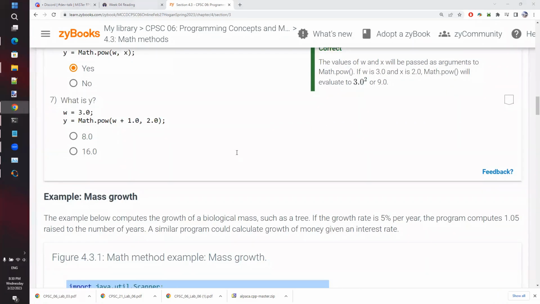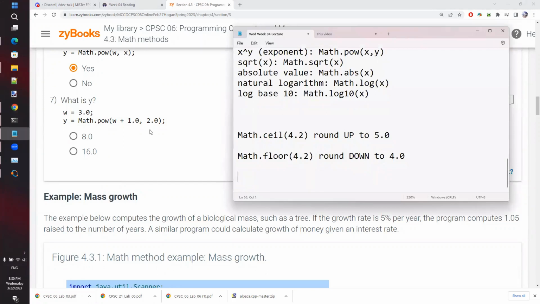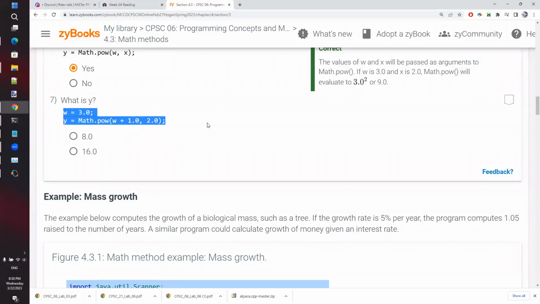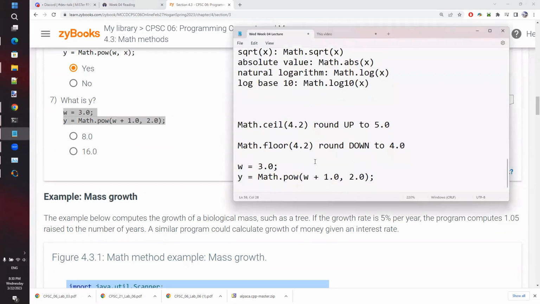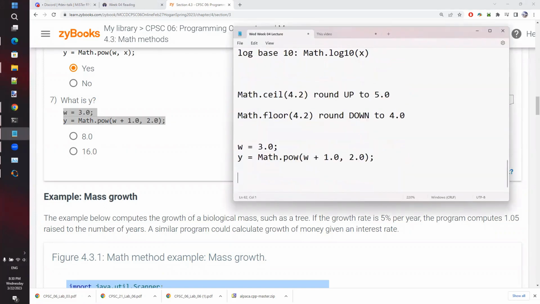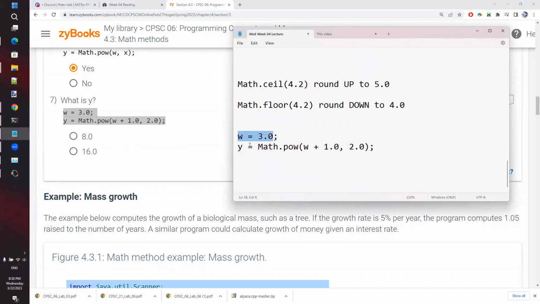What is Y? So this is just kind of seeing if we can trace our way through the code a little bit. So the way I would work this out is something like this. If you've got W equals 3.0, and then you've got this line, I would do this. I look at the second line and it says Math.pow(W. Well, the W is 3.0. So I would take the W down here and change the W to 3.0 like that. And then I look at the second line again and I see that there's a 3 plus 1. So I would do 3 plus 1 is 4.